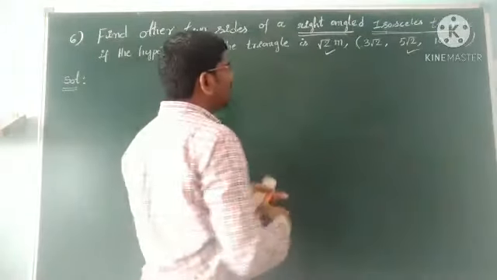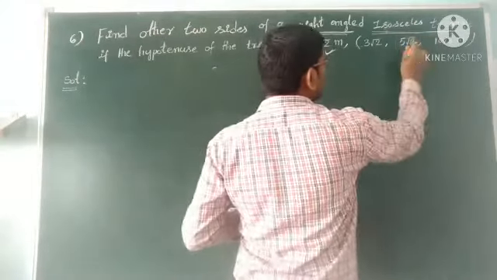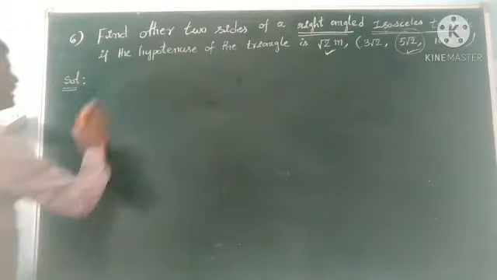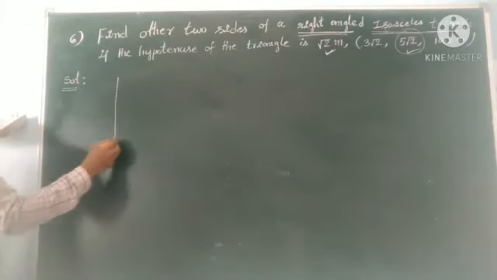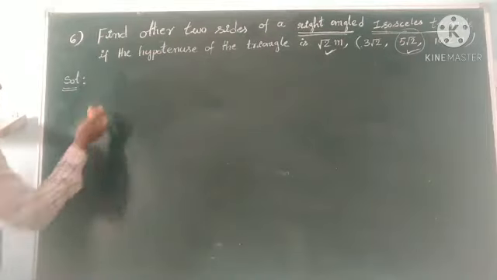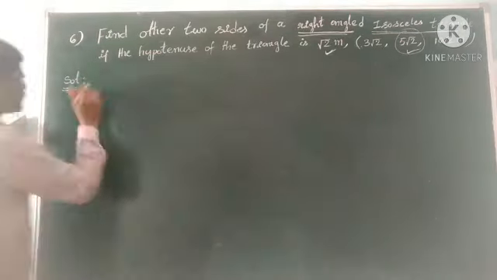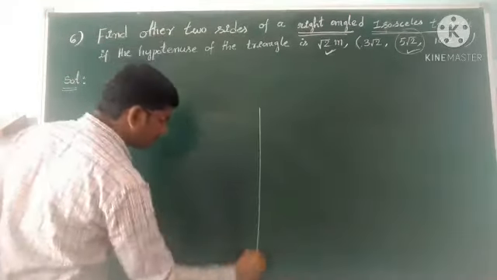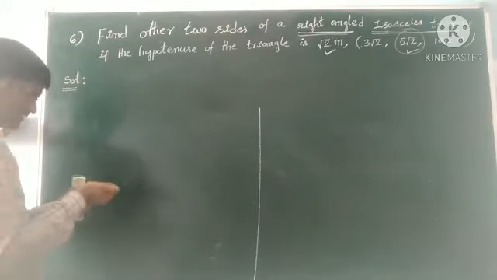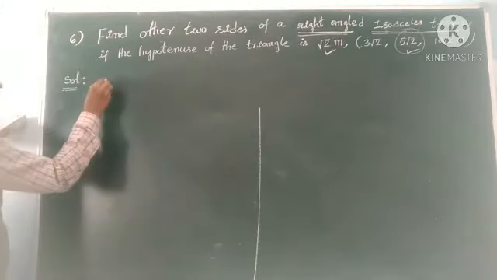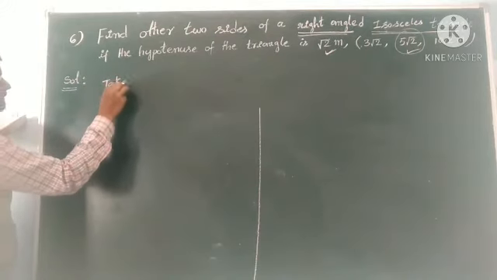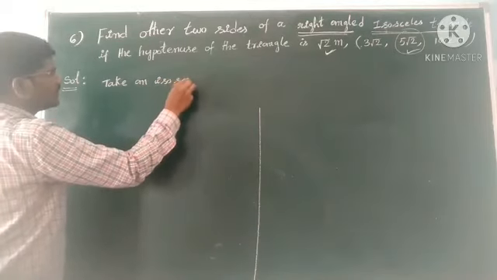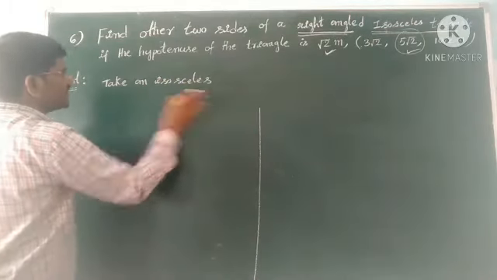Okay students, this problem is completed. Now I will take the hypotenuse length as 5√2 meters. So now I am taking an isosceles triangle. Okay students, see my dear students, what I am doing here is taking an isosceles triangle.